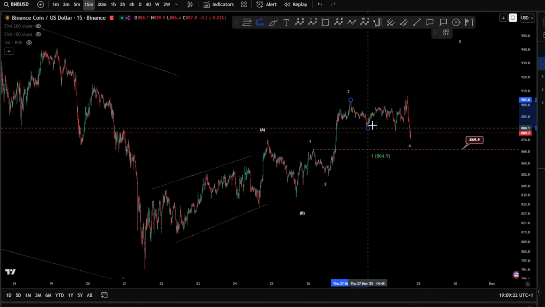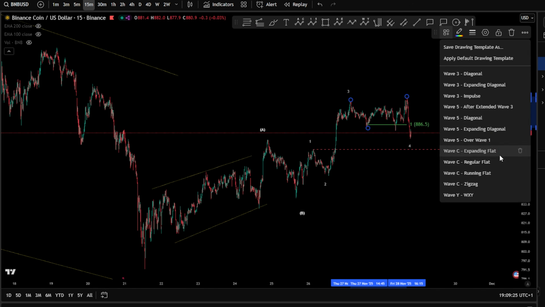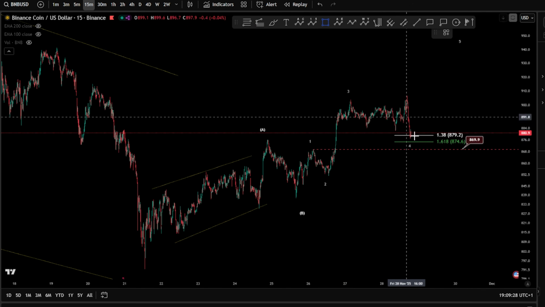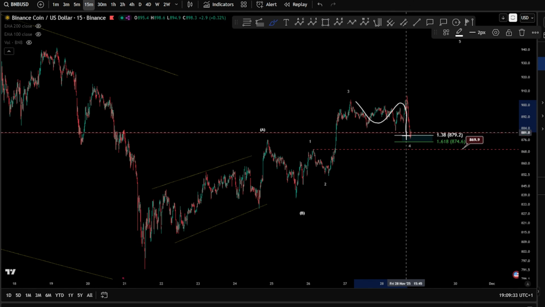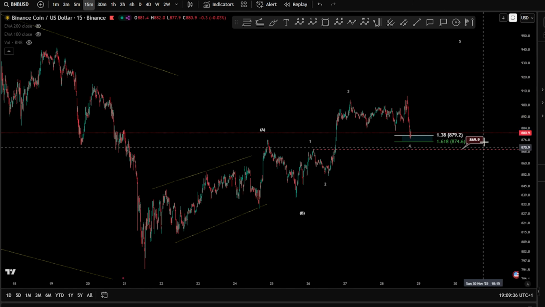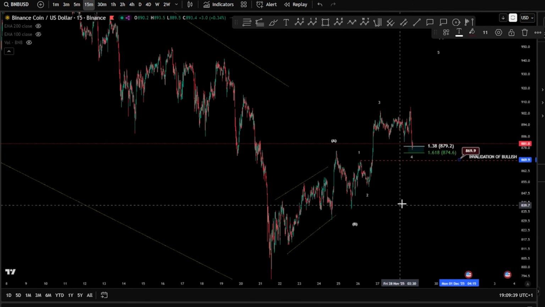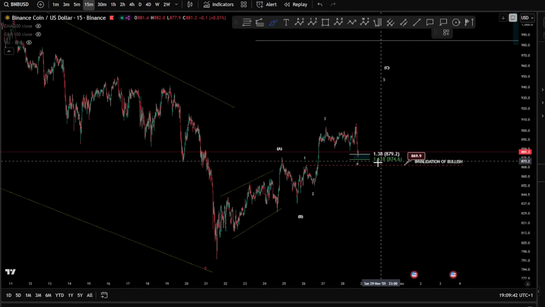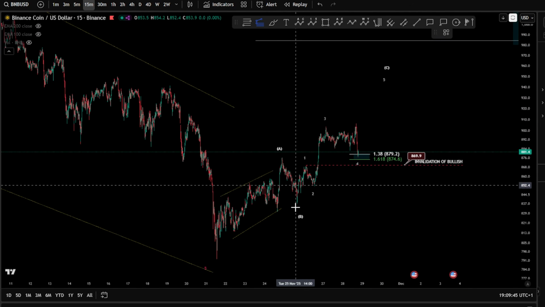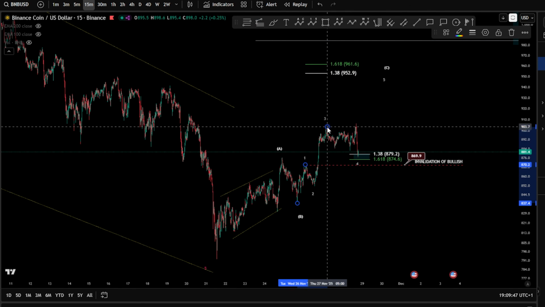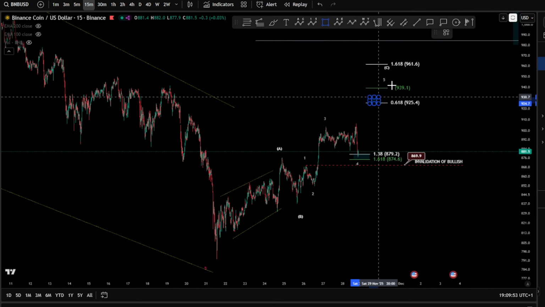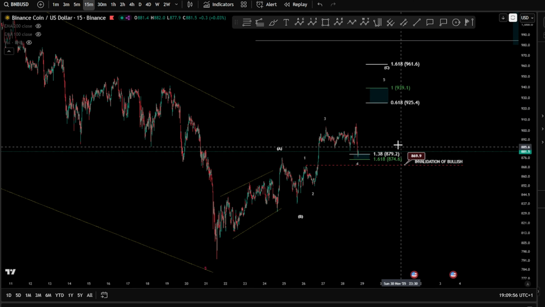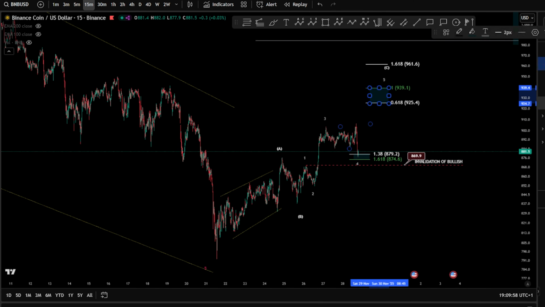Let me check also the fib level here for a wave C in an expanding flat. Well, yes, we are in the perfect box actually. That was very fast. So yeah, we might have finished it, guys. So if we push for higher before the invalidation at 869 here, that might be the scenario. Okay, wave 5. The target for a wave 5 might be taken here at the 0.618 and 1-to-1 fib level, very likely 925, 939, or around it. Yep, so this is regarding Binance.